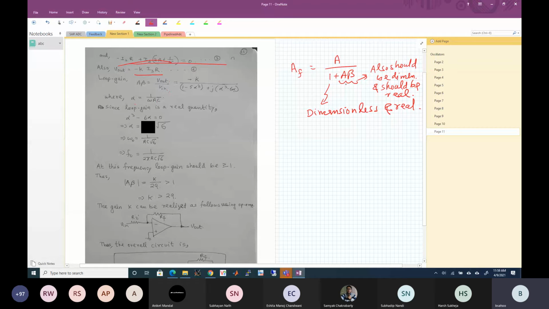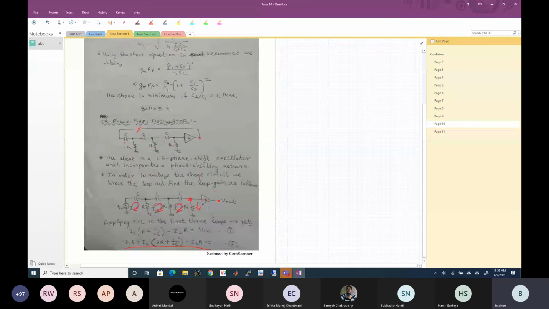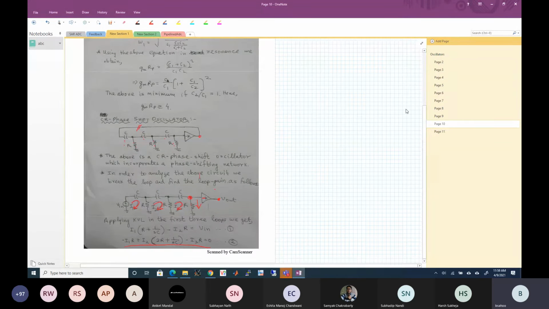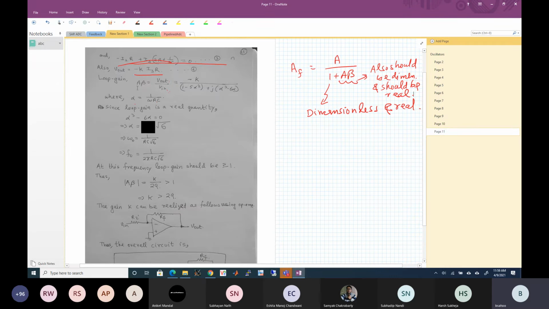Otherwise it cannot be, this becomes an imaginary quantity. Okay, so can you please work it out? Please solve these three equations. So please write this equation down, this equation, and the third equation. Please write that down. And V out equal to this, A beta equal to this.